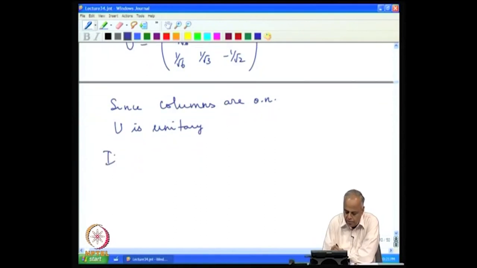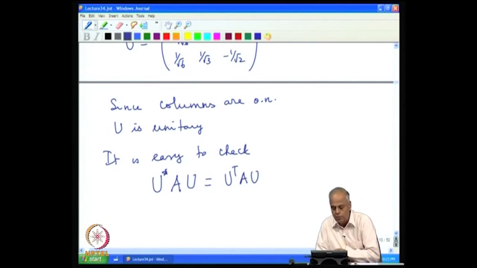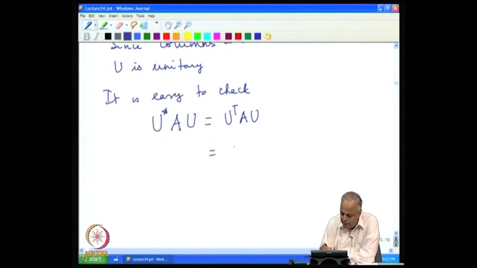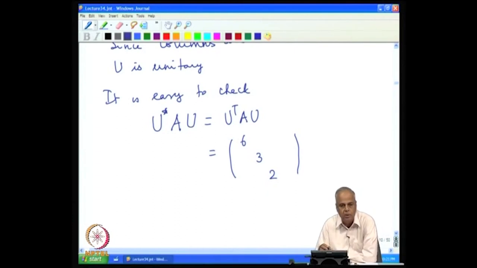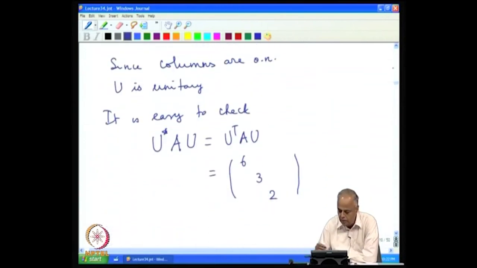And now, it is easy to check that if we now take the matrix A and multiply U star A U, we would get, in this case, the same as U transpose A U, because U star is U transpose, because we are dealing with real matrices, and this will be the diagonal matrix. And what will be the diagonal entries? The eigenvalues corresponding to the column eigenvectors. The first column corresponds to the eigenvalue 6, the second column corresponds to the eigenvalue 3, and the third column corresponds to the eigenvalue 2. So, these 3 eigenvalues will come along the diagonal. The rest of the entries will be 0, and we have this diagonalization process.